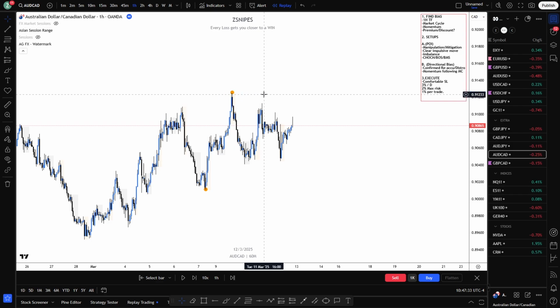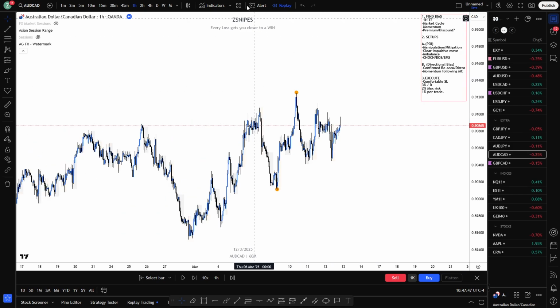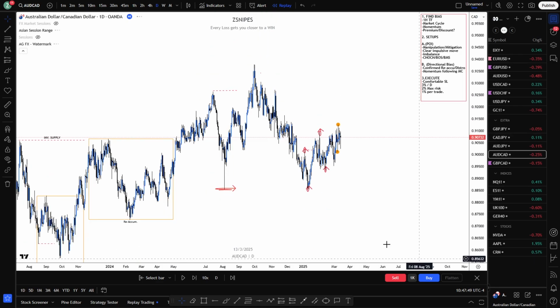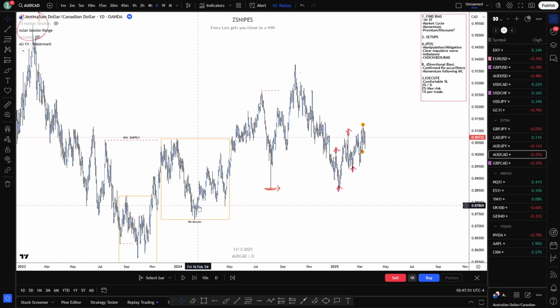Now that we have identified our latest leg, we have identified our bias. We know here that we should be looking for demand zones. Demand zones means you're looking for a buy. Supply zone means you're looking for a sell. Why are we looking for a demand zone here, guys? Well, go back, we have our Wyckoff here on the higher time frame, so we know that buyers are in control of this market at the moment.